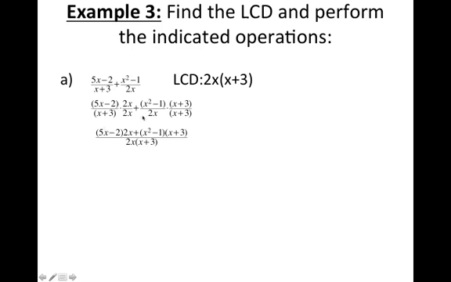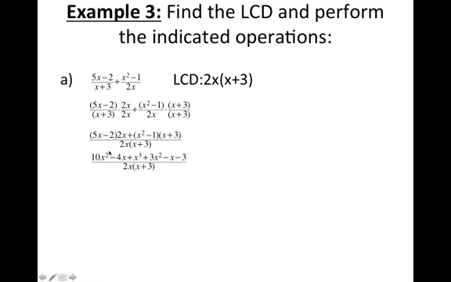So now we need to simplify the numerator. So I'm going to distribute the 2x, and I'm going to FOIL out the x squared minus 1 times x plus 3. And then we'll have to add everything together, combine like terms. All right, so when I distribute the 2x, I'm going to get 10x squared minus 4x. When I FOIL, I'm going to get plus x cubed plus 3x squared minus x minus 3.